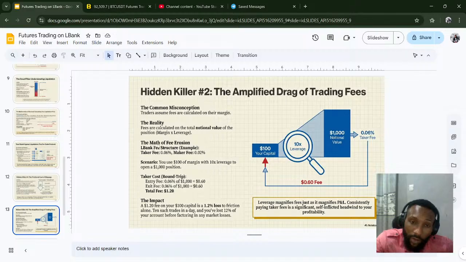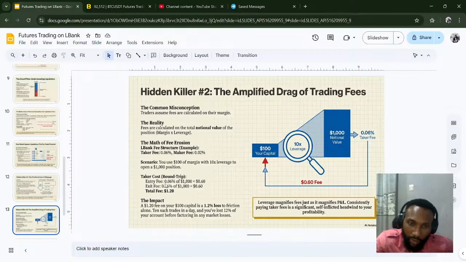So the amount of fee erosion. Take LBank's fee structure, for example: taker fee is 0.06%. Remember, taker fee is when you go in on a market order, and maker fee is when you go in on a limit order, 0.02%. All right. So scenario: you use $100 of margin with 10x leverage to open a $1,000 position.